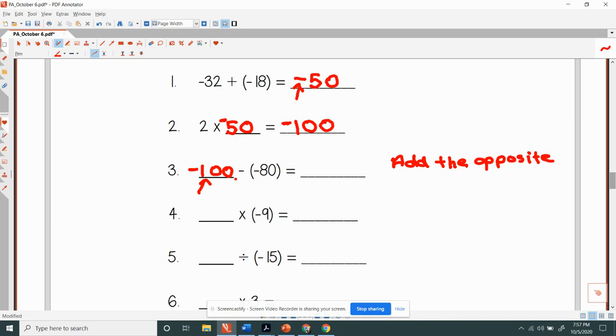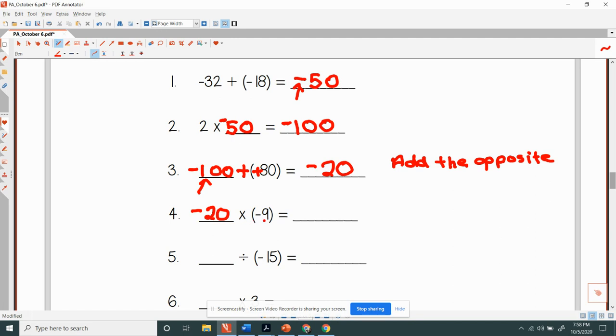Okay, so I'm going to add, and what's the opposite of negative 80? Positive 80. So I have negative 100 plus 80, and then I use the addition rules, which would mean subtract and keep the sign of the larger number. 100 minus 80 is 20, keeping the sign of the larger absolute value. That would give me an answer of negative 20. Look at the negative 20 here.